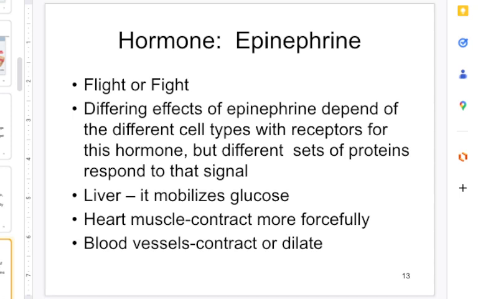For example, the liver mobilizes glucose. It's able to perform glycolysis, and break down the storage form of glucose, which is glycogen, within our liver and take it into its original monomers to form glucose monomers, which our body is more easily and readily available to use. Epinephrine at the same time causes the heart to contract more forcefully and at a faster rate of speed. And it also can cause our blood vessels to not only contract, but it also can cause our blood vessels to dilate.